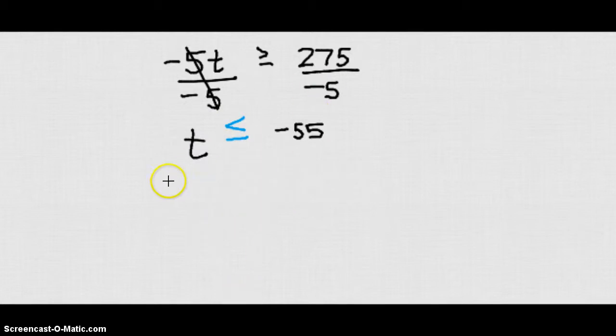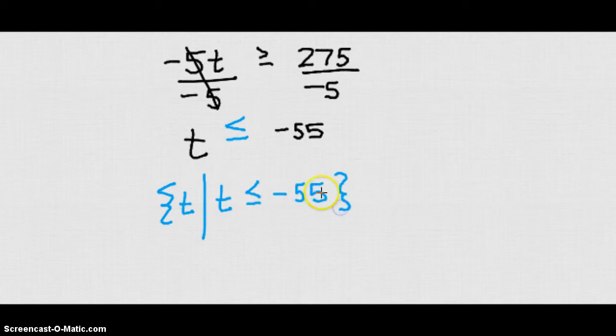We can write that as a solution set: for this variable t, such that t is less than or equal to -55. And that is my answer.